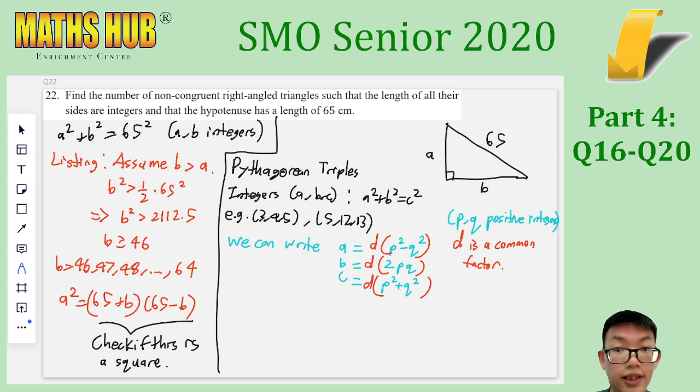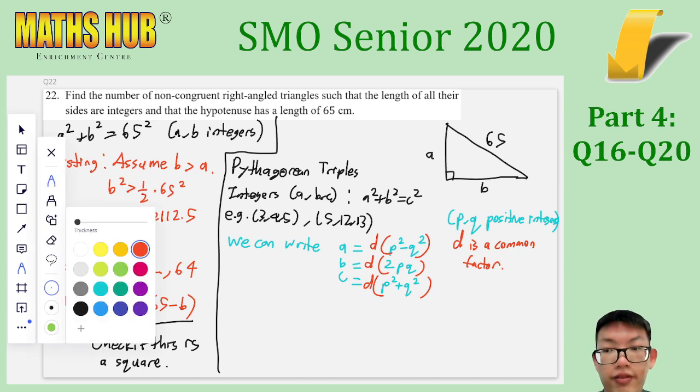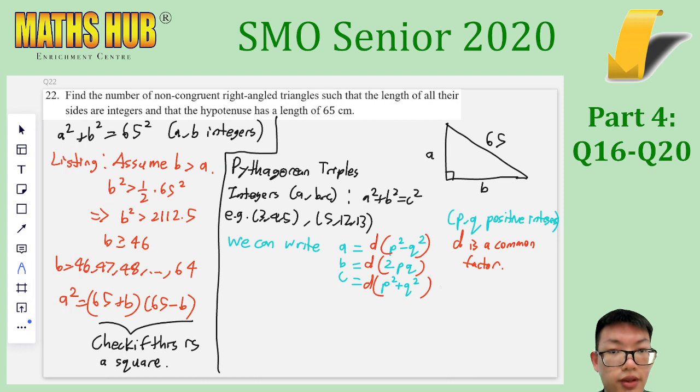Once we know this, it will help us to check all the possible values of p, q, and d, and that will in turn tell us the possible values of a and b, since c is equal to 65. Let's write down the few possibilities. Now, it is possible that d is 1, and p squared plus q squared is 65.